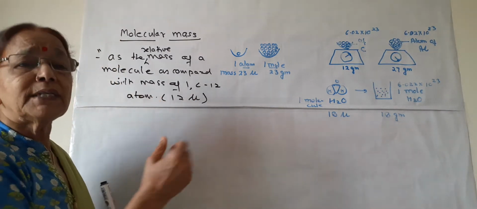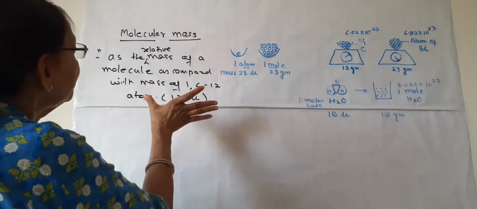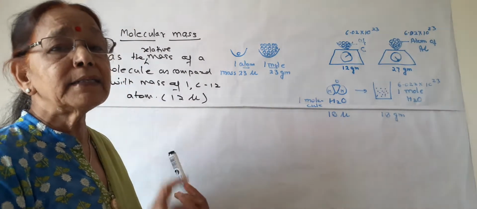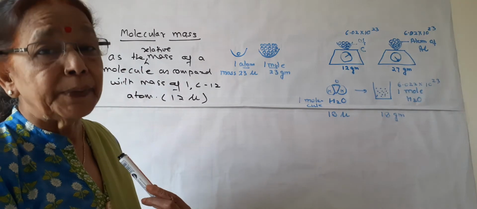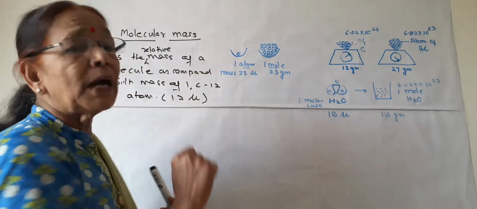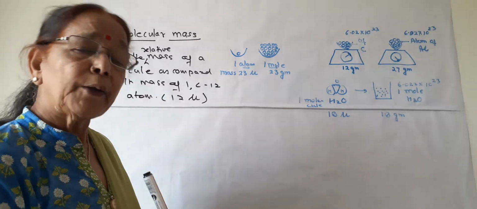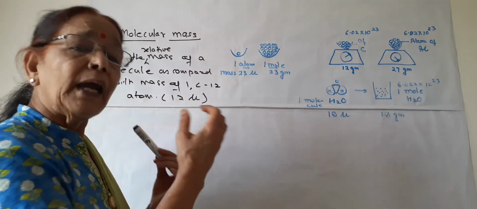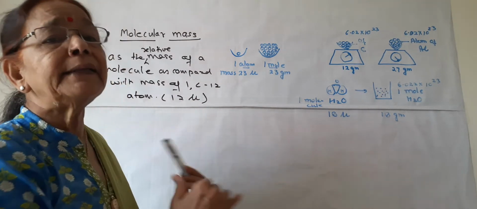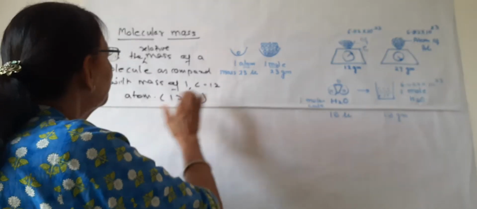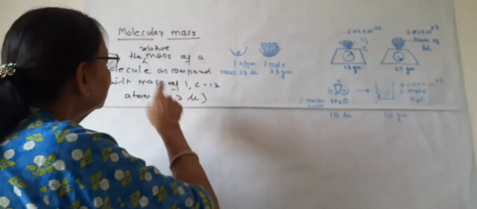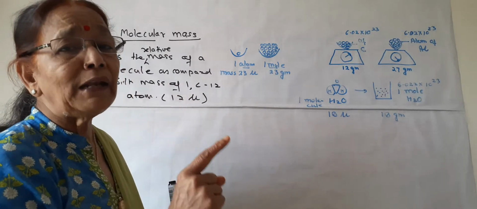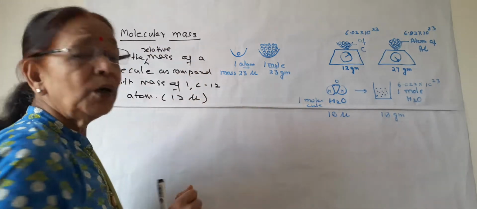So what is the meaning of this definition? As we take atomic mass as relative mass compared with the atom of carbon, in the same way molecular mass is of a molecule. As the atomic mass is of an atom, molecular mass is of a molecule, and it is also relative to the carbon 12 atom, whose mass we have taken as 12 u or 12 amu. So this is the molecular mass.